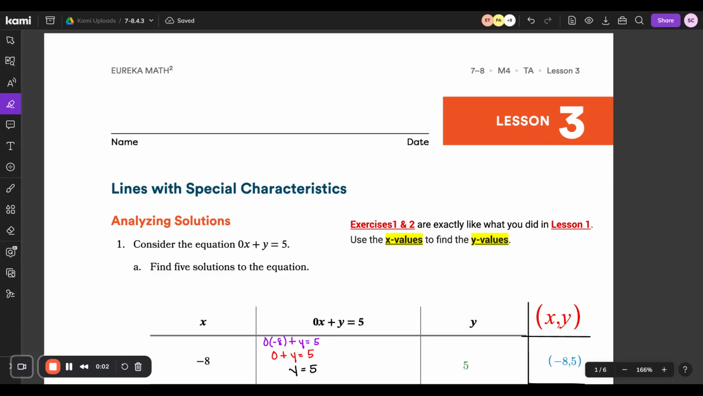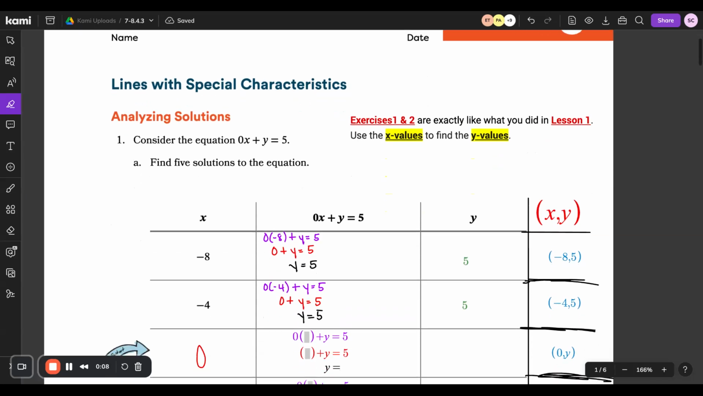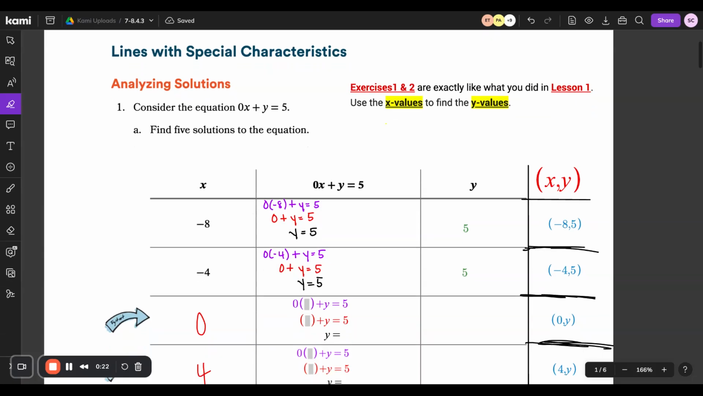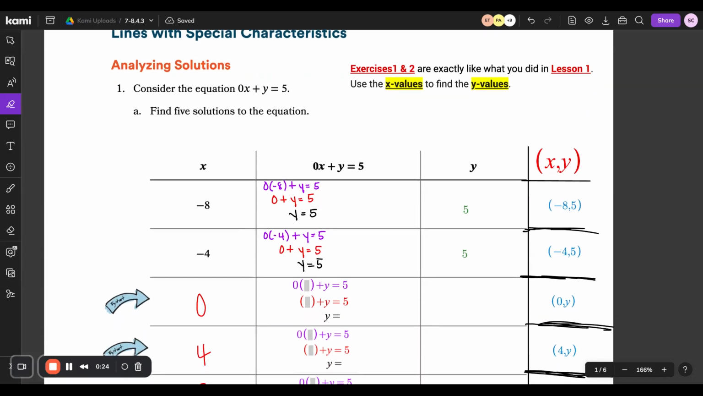So with lesson 3, we are going to be looking at two different types of lines. For number 1, it says to consider the equation 0x plus y is equal to 5. So this is actually very similar to what we did in lesson 1, where they give you an x value and you find the y value, or you're given the y value and you find the x value. So the first two have been done for you.